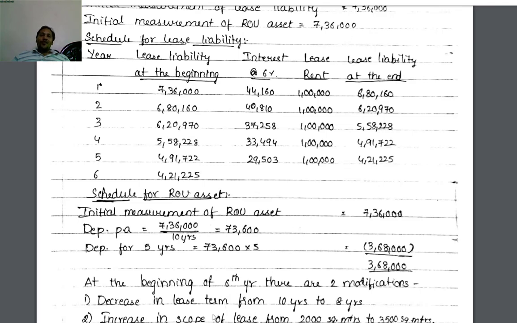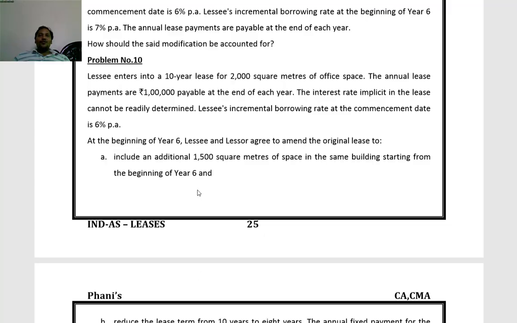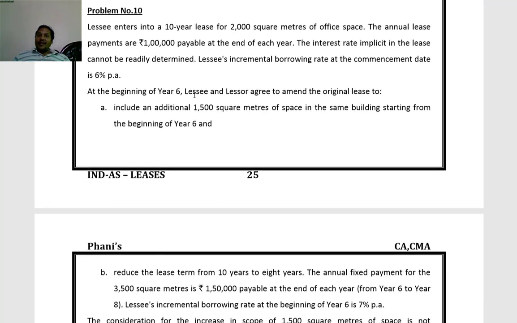Now, two modifications happen. We'll go through the question once again. At the beginning of year 6, lessee and lessor agreed to amend the original lease to include an additional space of 1,500 square meters in the same building starting from the beginning of year 6. One modification: increase in scope, 1500 square meters of space in the same building is included. Second modification: reduce the lease term from 10 years to 8 years. Original lease term is 10 years, now we are reducing it to 8 years.